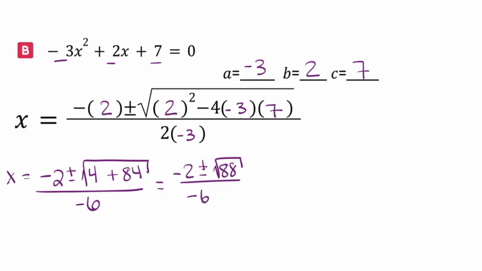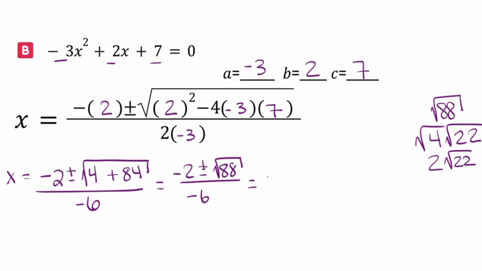Now, unlike example A, the square root of 88 is not in simplest form because 4 times 22 are factors of 88. So I can break this square root apart and get 2 root 22. So I need to replace square root of 88 with 2 root 22. And once I do that, I notice that there are greatest common factors, 2, 2, and negative 6, and we need to reduce that.